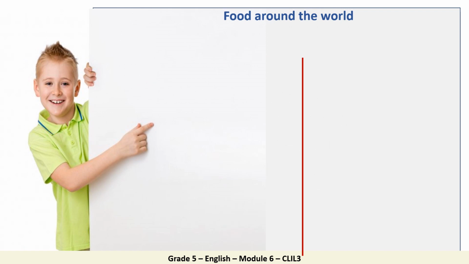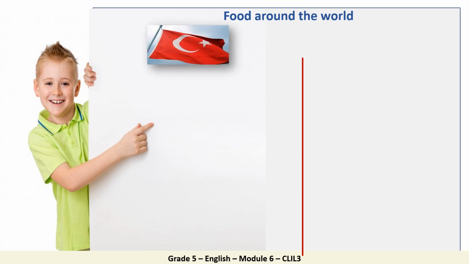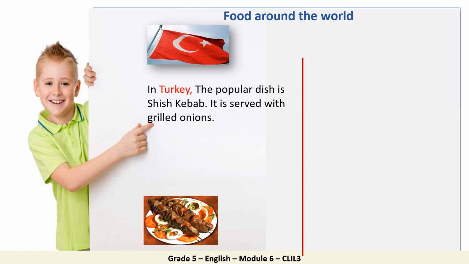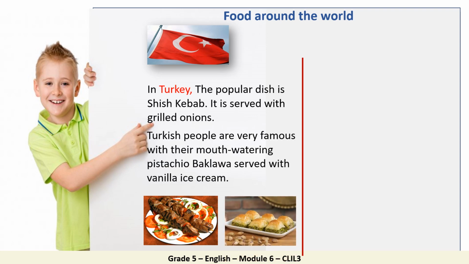Food around the world. I would like to travel to Turkey, so I searched for information about the country. In Turkey, the popular dish is shish kebab. It is served with grilled onions. Turkish people are very famous with their mouth-watering pistachio baklava served with vanilla ice cream.